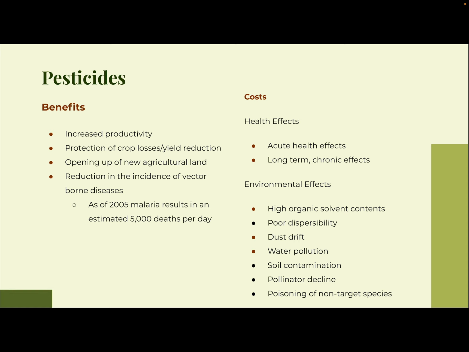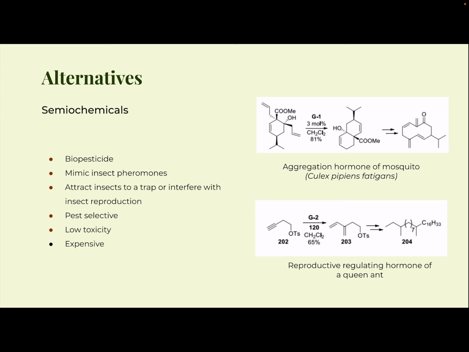And so there are some alternatives to pesticides. These semiochemicals are a type of biopesticide. They mimic some insect pheromones that relay messages between the species. So the biopesticides will just trap or interfere with the reproduction of their target organism, as opposed to the conventional pesticides that inactivate or kill them.